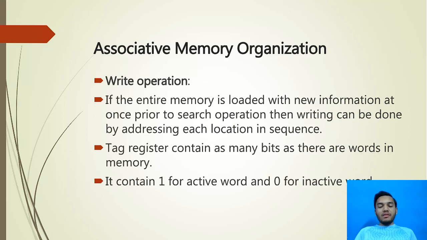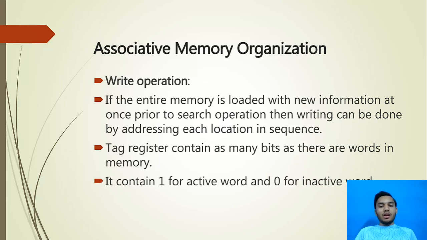In associative memory, we have two operations, read and write. What is the write operation? If the entire memory is loaded with the new information at once prior to the search operation, then writing can be done by addressing each location in sequence. The tag register contains as many bits as there are words in memory.